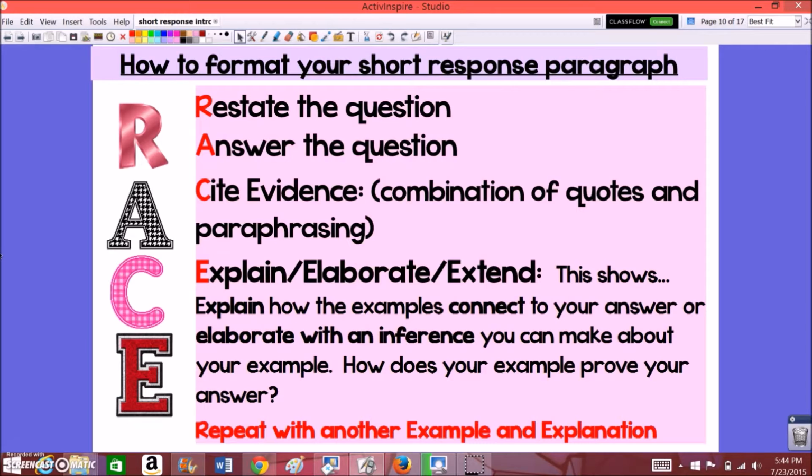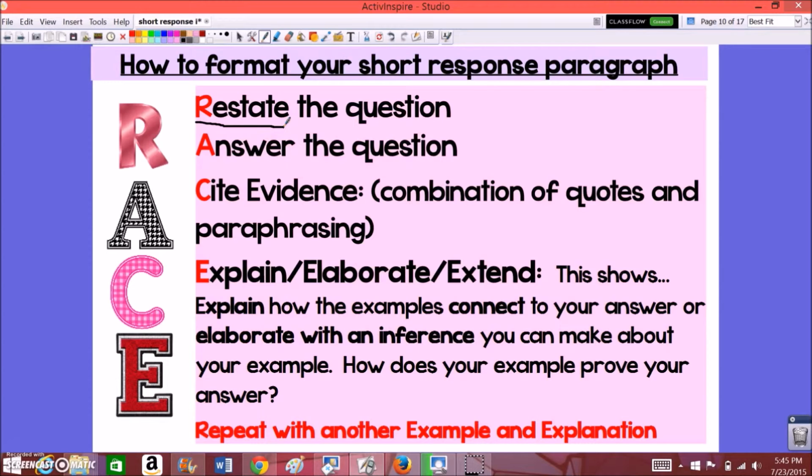They're all basically just shortcuts for helping you to remember the most important components to a short response. Now for RACE, the R clearly stands for restating. You start out by taking the question and then restating it so that it's no longer a question, but it's actually forming the topic sentence of your paragraph.